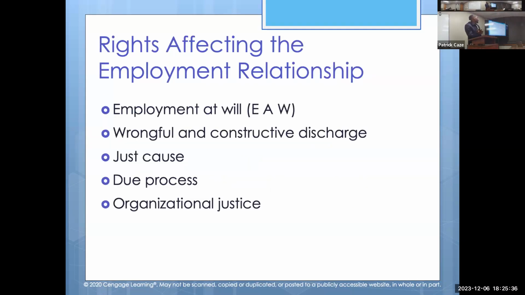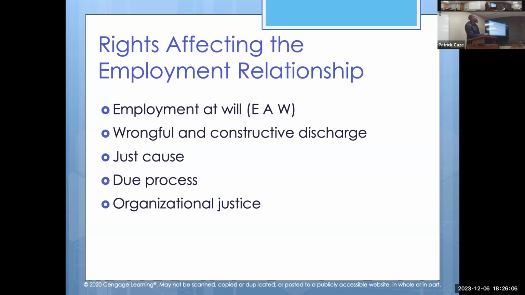All right, so let's get to the real stuff here. Employment at will, all right. Let's talk about the couple. Employment at will, wrongful constructive discharge, just cause, due process, obligation of justice. All these things are things that affect the employee and the employer, right? And are more of, kind of housekeeping things and things that we try to look out for. We don't want to deal with them and we don't want stuff to happen, okay?